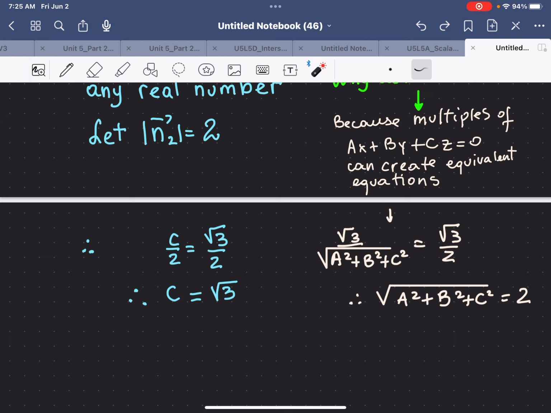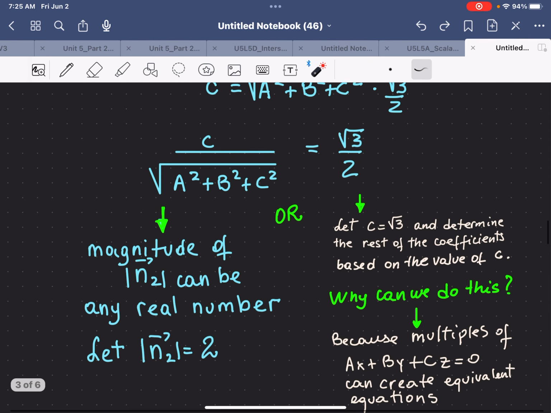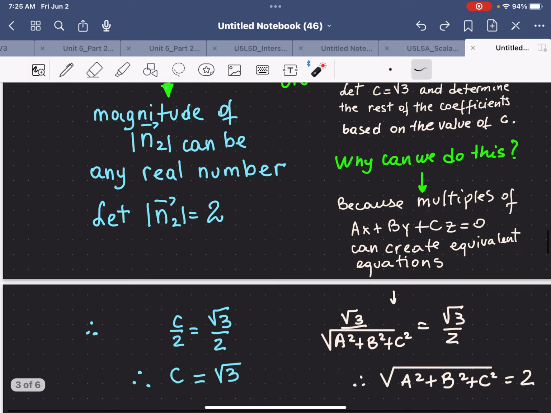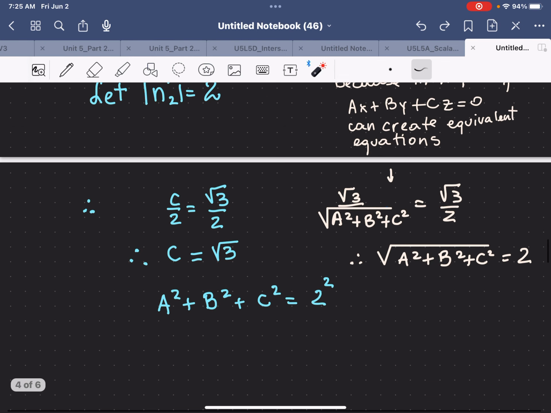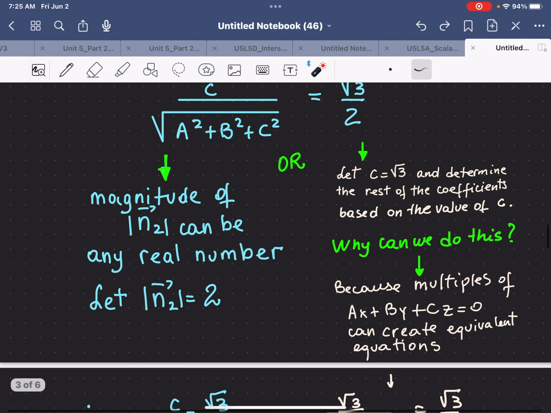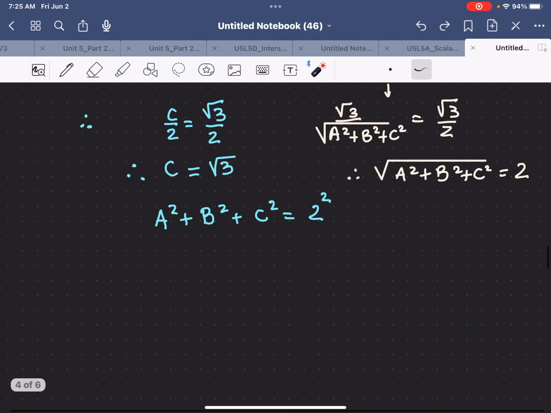So as you can see, in both ways, we obtain the same values for both c and the magnitude of vector n2. At this point, we're going to go back to the information we were given. Remember that the square root of a squared plus b squared plus c squared equals 2. If we want to get rid of the square root, we can square both sides, and 2 squared simplifies to a squared plus b squared plus c squared equals 4.